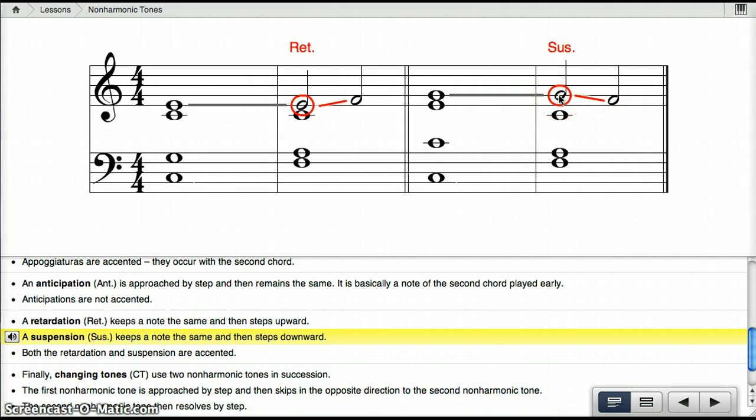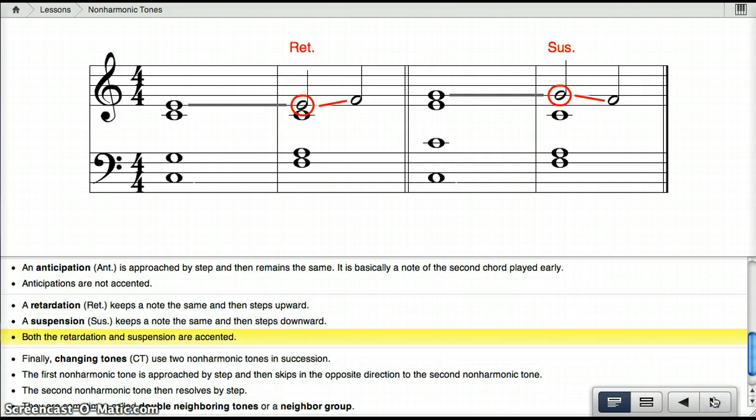So suspension keeps the same tone and then falls downward into the harmony, and a retardation keeps the same note from the previous harmony and then resolves upward. Retardation upward, suspension downward. And they are both accented because they both happen on the new chord.